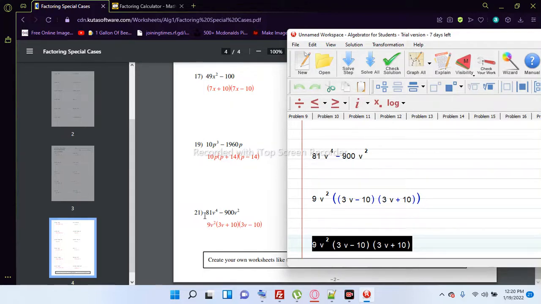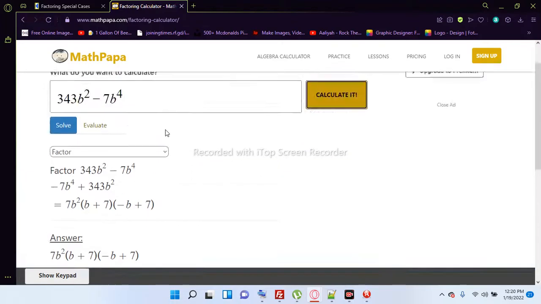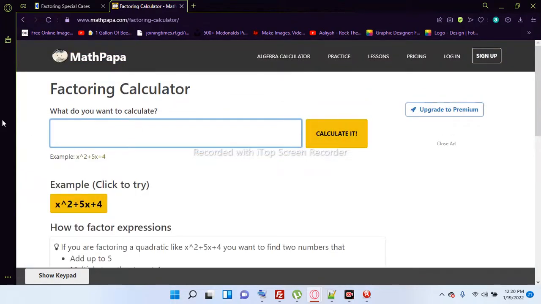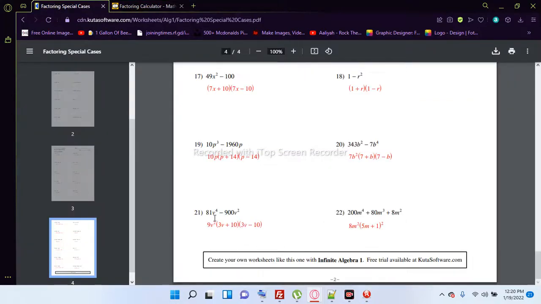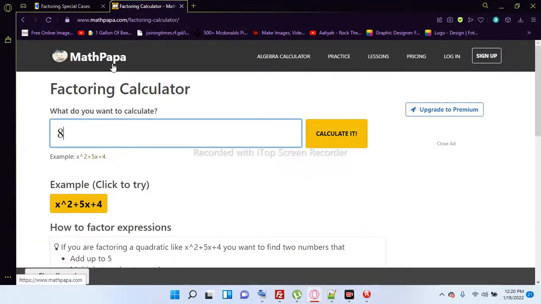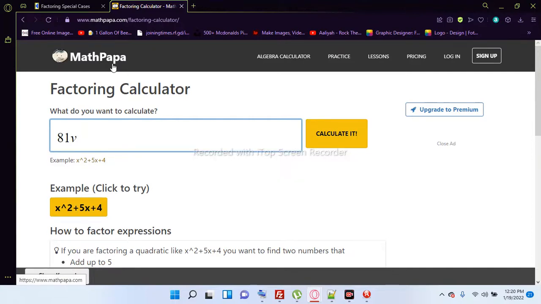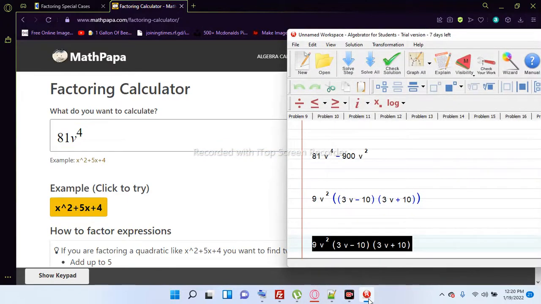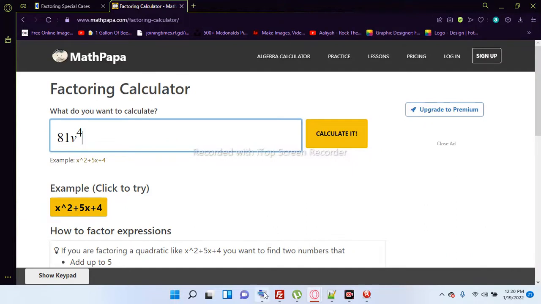Now we can take this right here to the stage and go over to the factoring calculator, and get to the nitty gritty here. And we go 81v cubed. So it's 81v, shift cubed. Click it in the front. Make sure it goes back to the front. 81v cubed minus 900v squared.